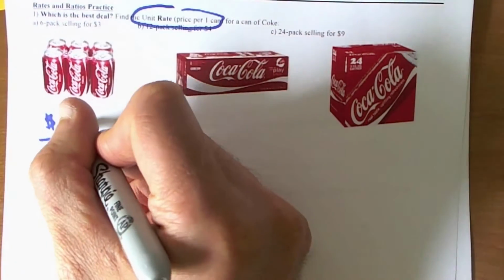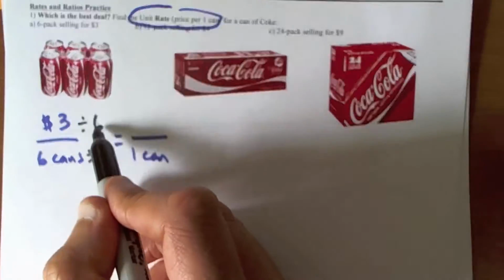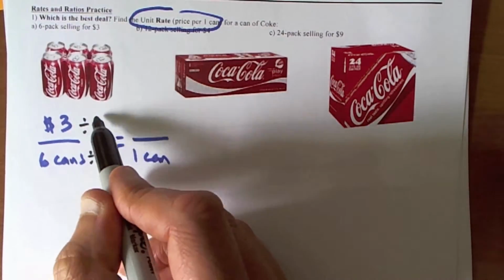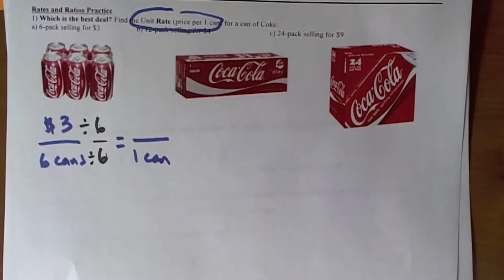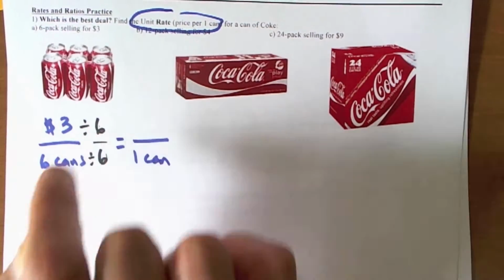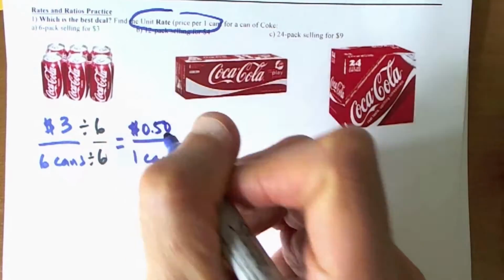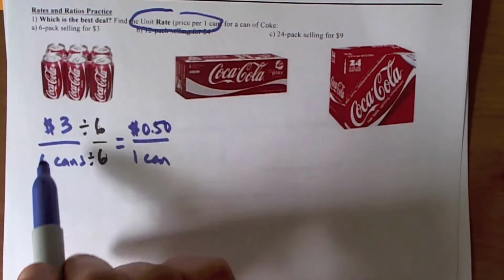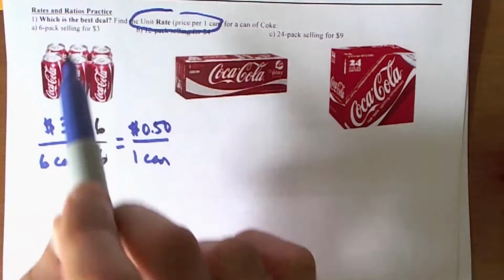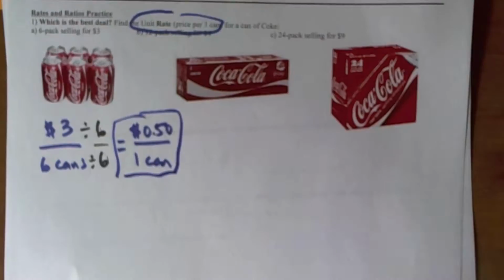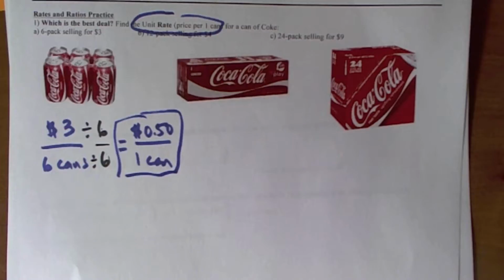That would change the fraction. But if you divide both of these, numerator and denominator, by 6, you're dividing by 6 over 6, which is just 1, right? You can divide by 1, and it's not going to change the number. So we see that 3 divided by 6 gives me half a dollar, or 50 cents. So if they're selling a 6-pack for $3, we know that intuitively, but working with it in terms of rates, we can say it's 50 cents for 1 can.